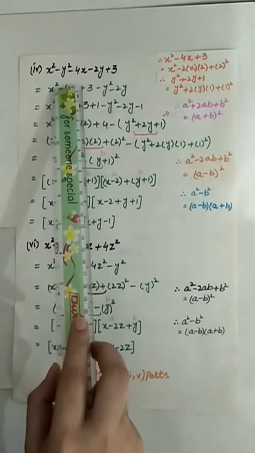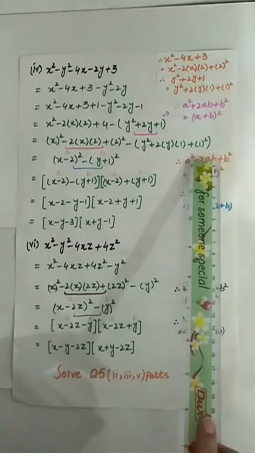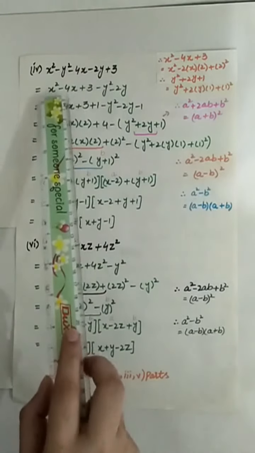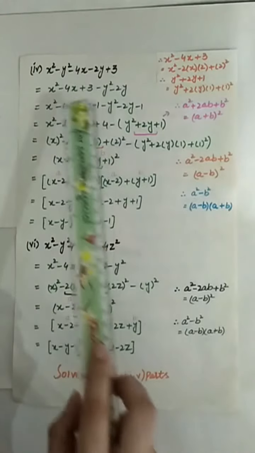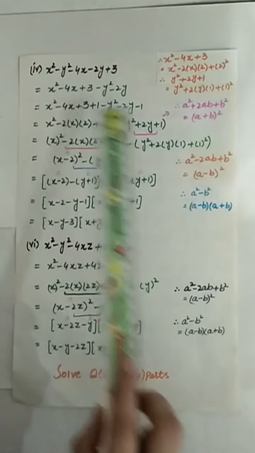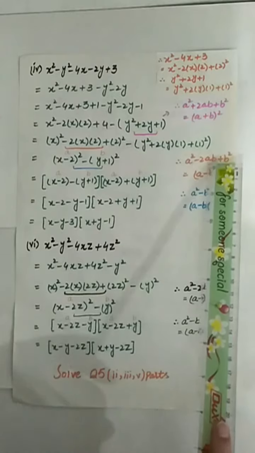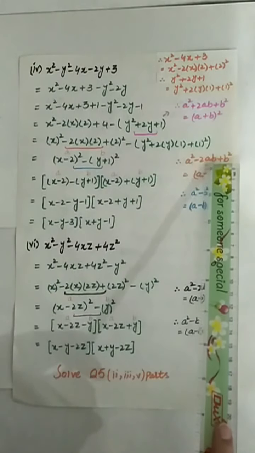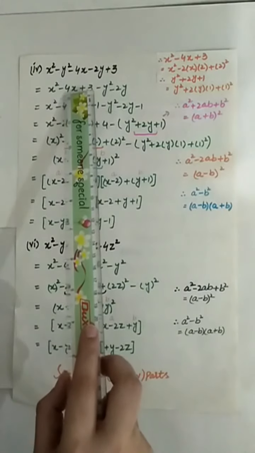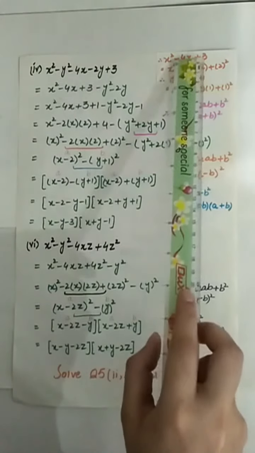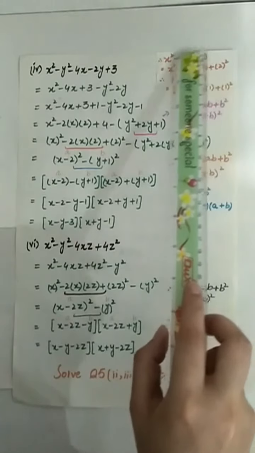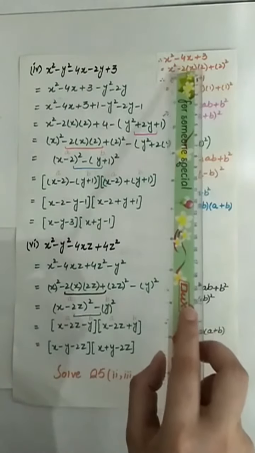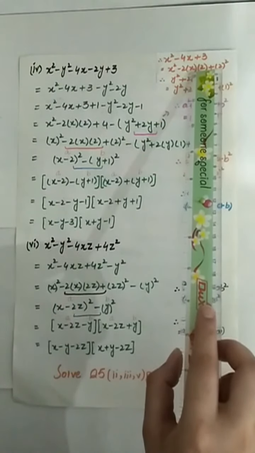This x square is a square according to this formula. This x is a according to this formula, and here this minus 4x will be written in the form of minus 2ab. So we will split this minus 4x according to this formula of minus 2ab, and we will write here x square minus 4x plus 3, this minus 4x as minus 2, and then this x.